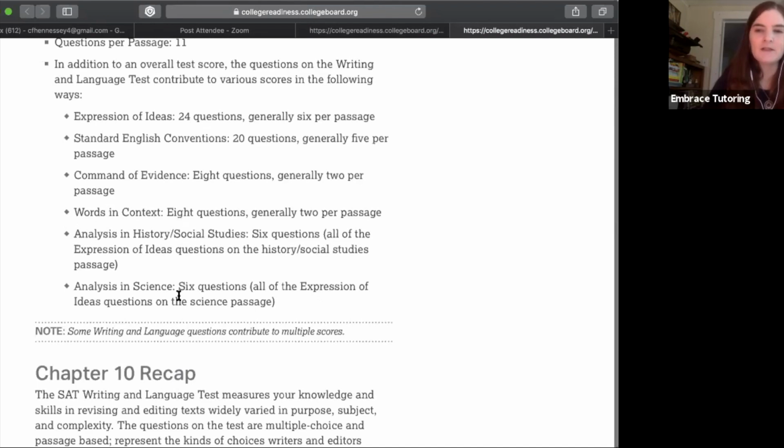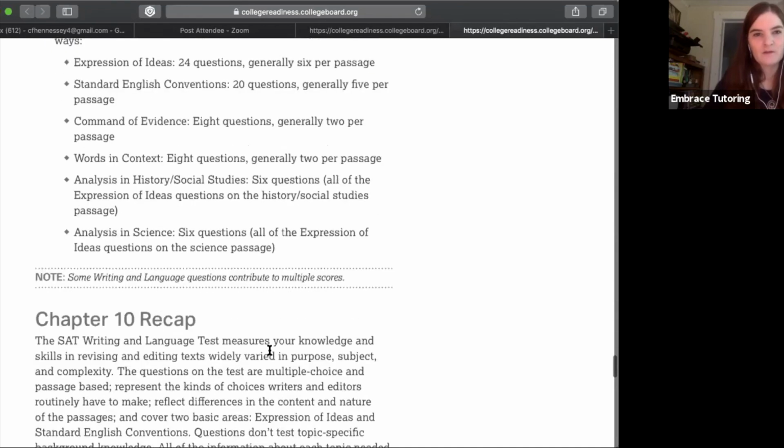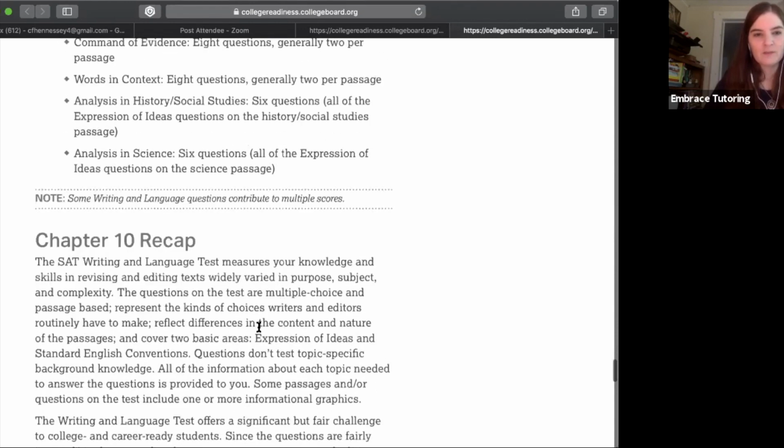So the vocabulary in context type questions, you'll see analysis in history and social studies, which is more of a subscore type area, where you're dealing with questions focused specifically on history or social studies concepts, or ideas and ideology and that type of thing, within that sphere. The same thing for science. So those are more specific subscores in terms of the question types that you have.